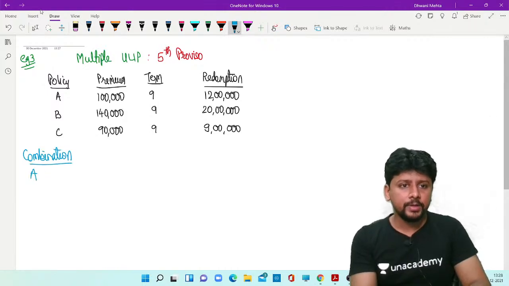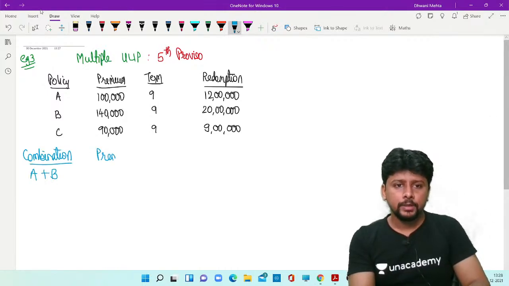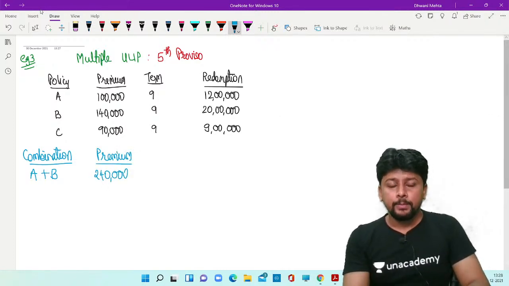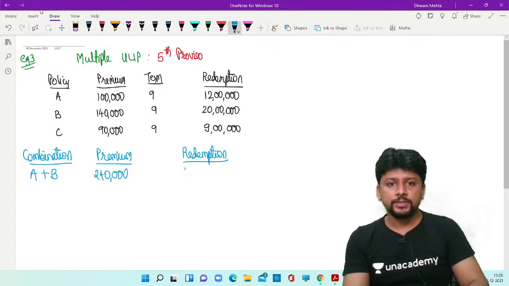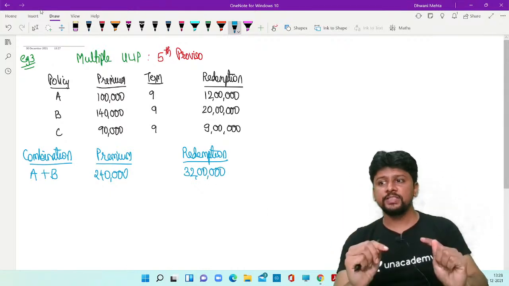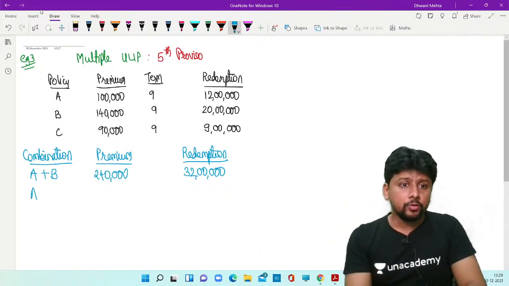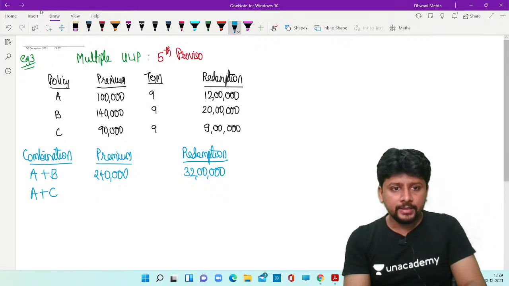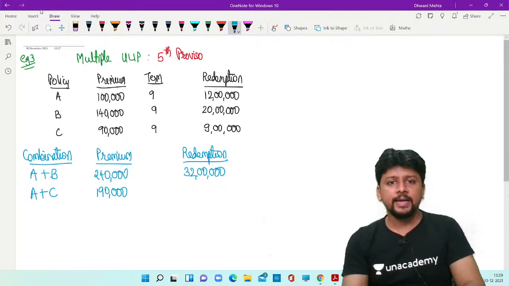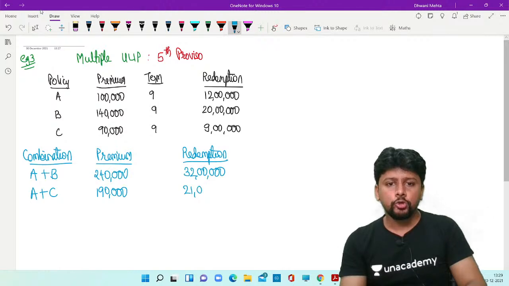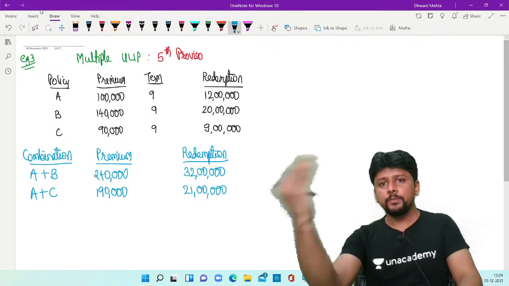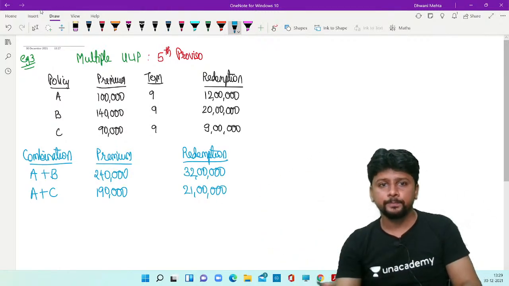If I take combination A plus B, the total premium is 2,40,000 yearly amount. But the redemption money that I am getting is 20 plus 12, 32 lakhs. So if I take policy A and policy B for exemption, then 32 lakhs will be exempt. But I can go for a combination of A plus C, where the premium yearly is 1,90,000 and 12 plus 9, 21 lakh will be exempt. Obviously, it means the balance remaining policy will become taxable.